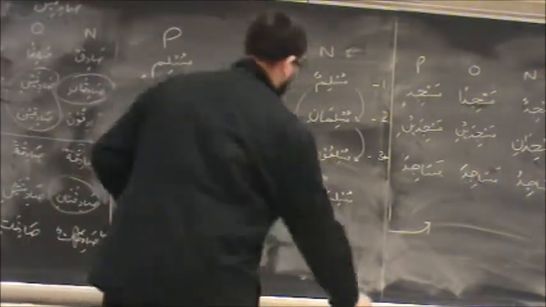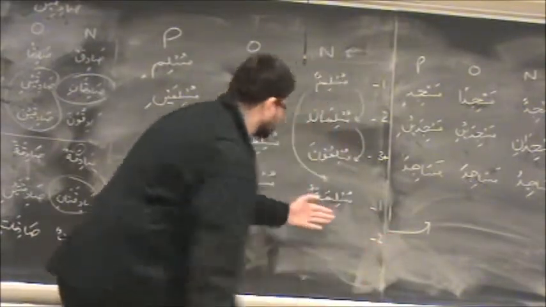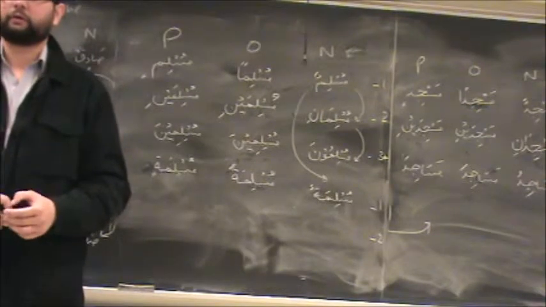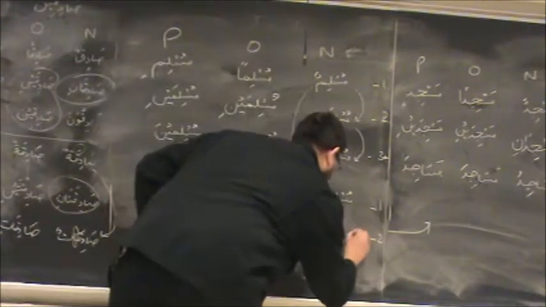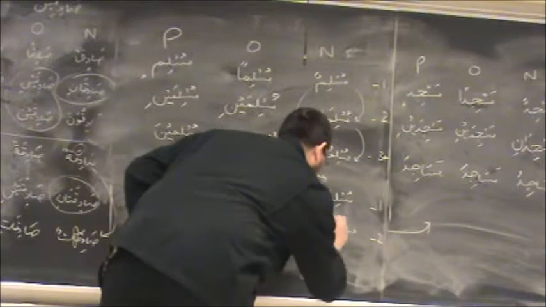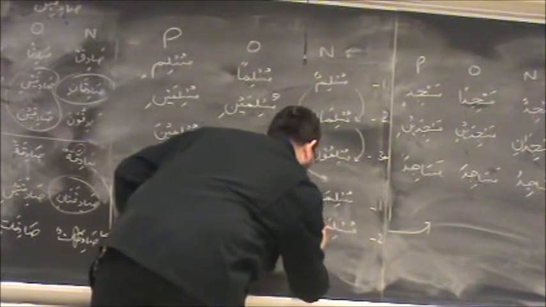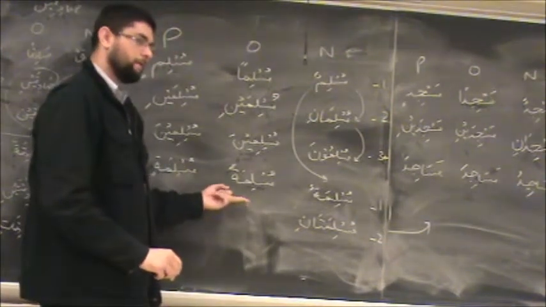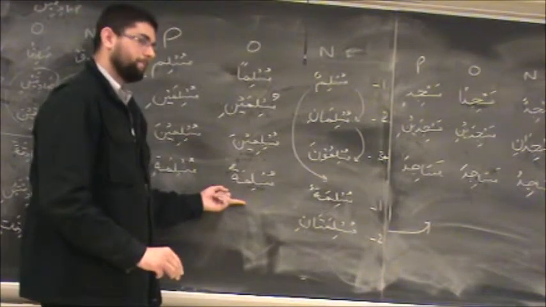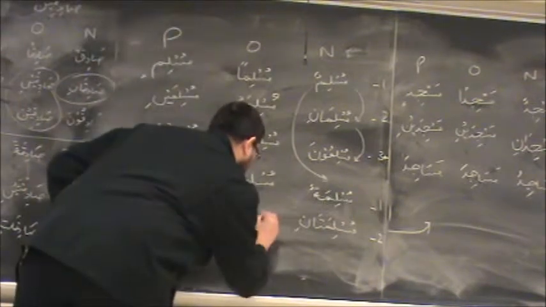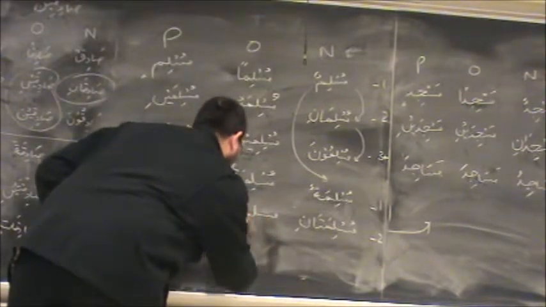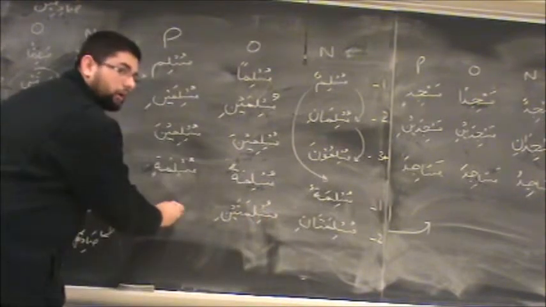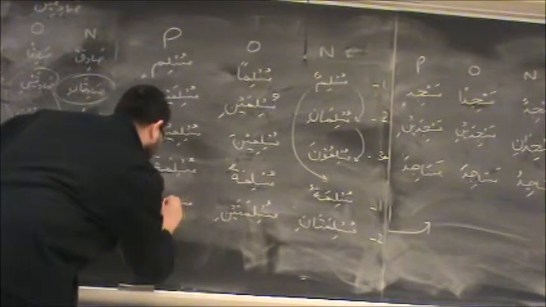Afroz, what would be the dual of Muslimatun? Two Muslim women. Muslimatani, excellent. Muslimatani. And here it will be, Alibek. Excellent. Muslimataini. And here, Azad? Muslimataini.